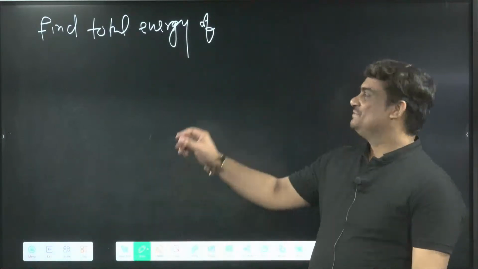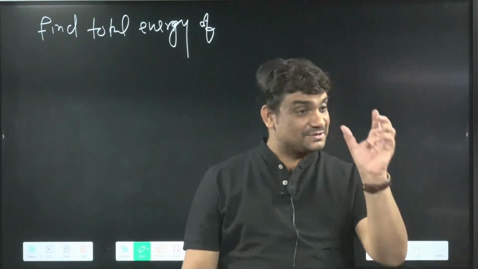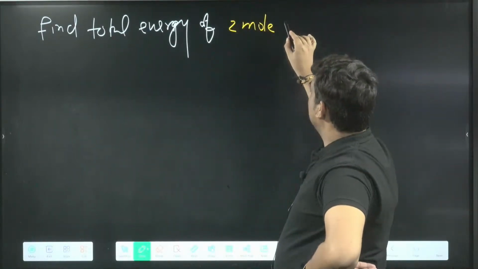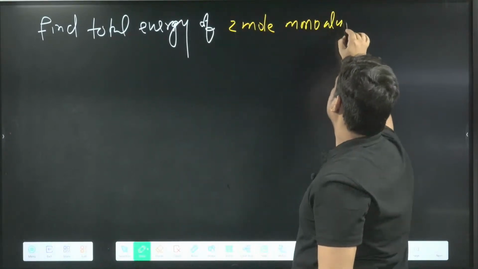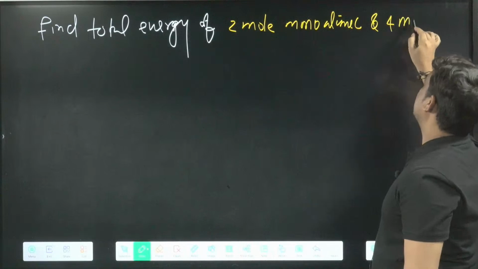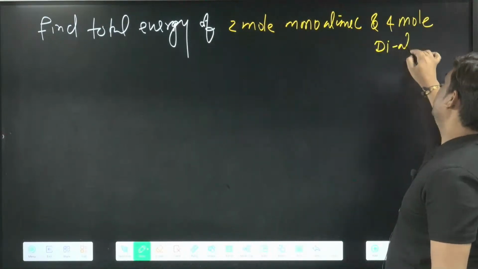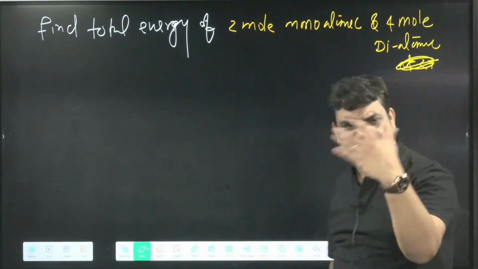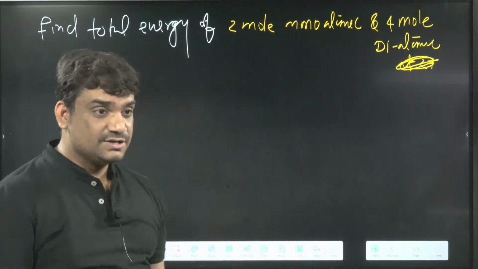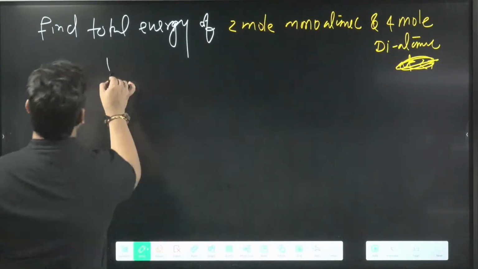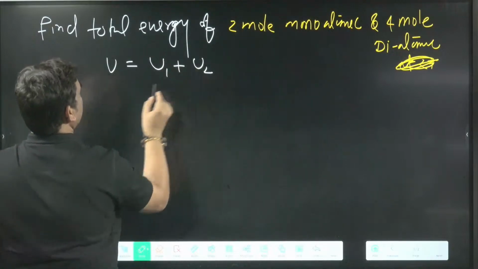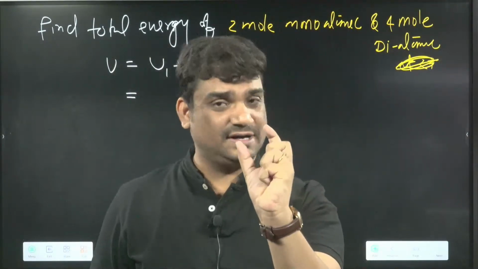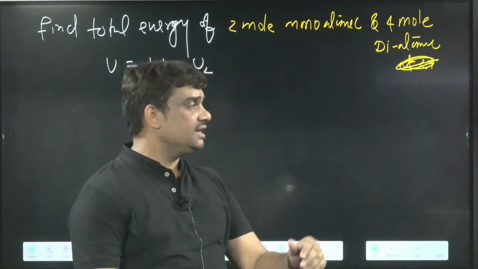So we can say find the total energy of two gases given here: 2 mole monoatomic and 4 mole diatomic at 27 degrees, or nothing. I have not given temperature; if I give you temperature, you can find it. So U equals U1 plus U2. It means for both monoatomic as well as diatomic we have to find the energy.